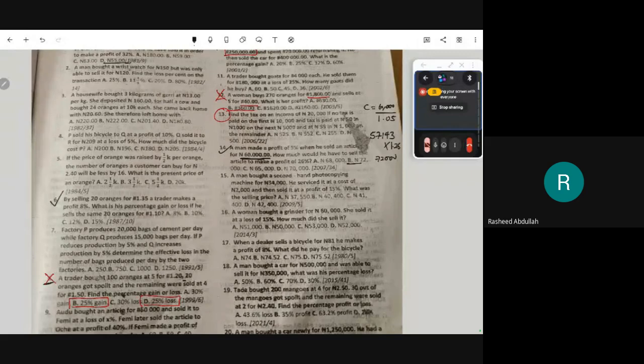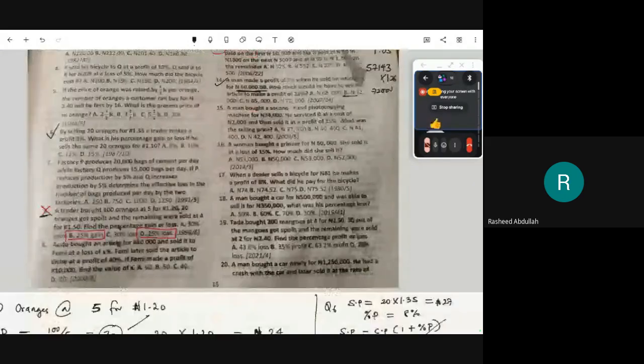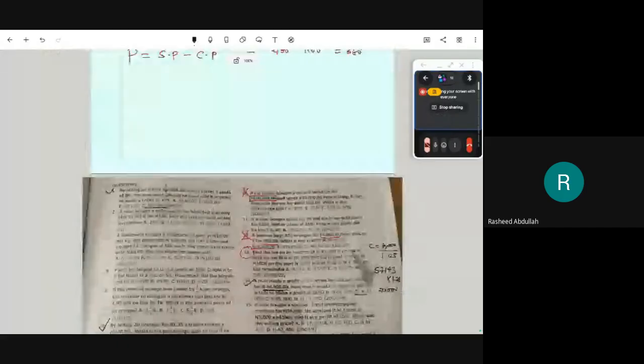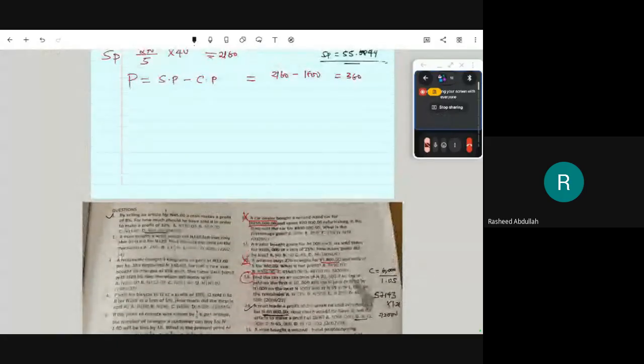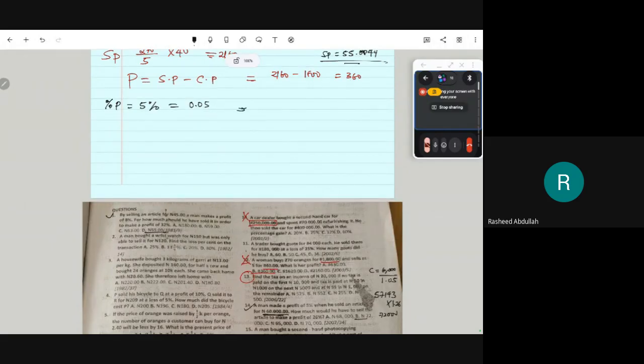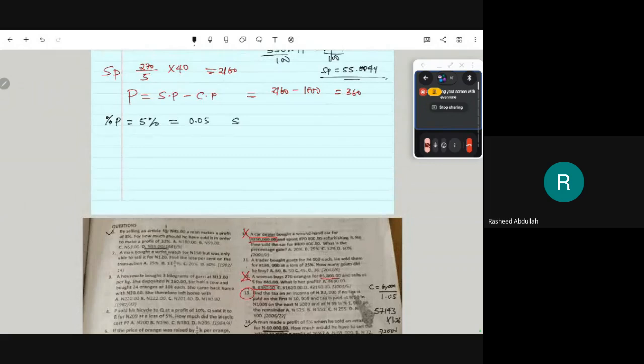Is that clear? You can see that once I gave you guys that formula, it became very easy. Let's look at it together. A man made a profit of, so the percent profit now is 5%. I already told you, don't look at it as 5, look at it as 0.05. When he sold an article for, that's the selling price. The selling price for that article is 60,000. Now, we did the cost price. The formula for cost price is selling price over 1 plus percent profit. So the cost price now is going to be selling price, 60,000, over 1 plus 0.05. That's 1.05. That was why I divided 60,000 by 1.05. That will give us what?